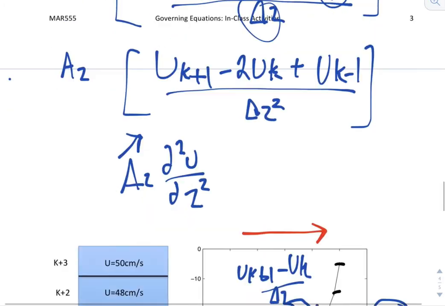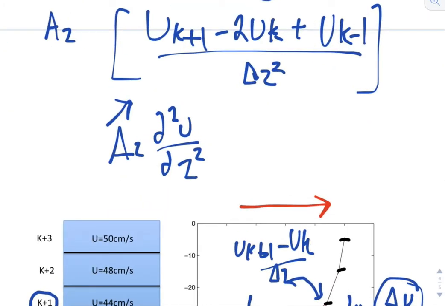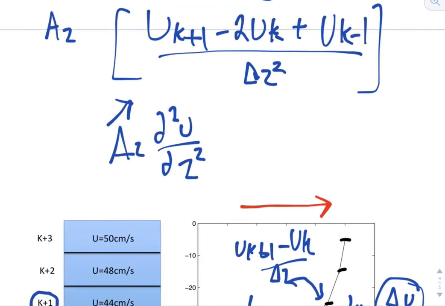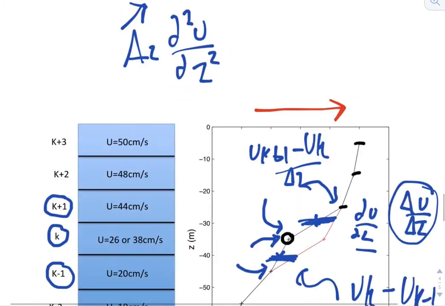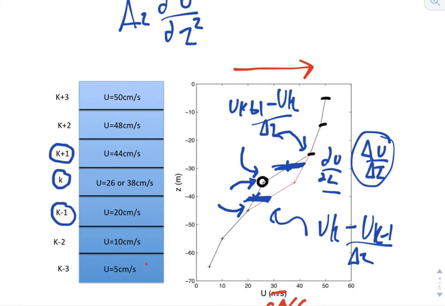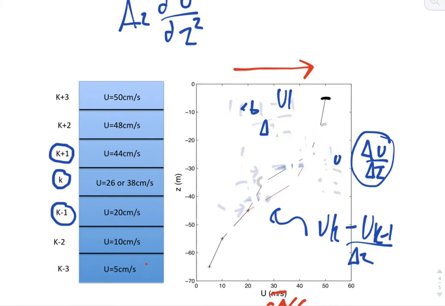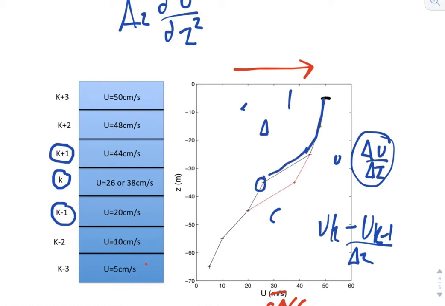If we plug those values in, for example, uk plus 1 is 44 centimeters per second. For uk, the black line, let me go back here and clean this up. What I'm thinking about for the first computation is this: I'm assuming the water profile follows this black line. So I'm going to use this value here, which is 26 centimeters per second for uk, and I'm going to use k minus 1, which is 20 centimeters per second.